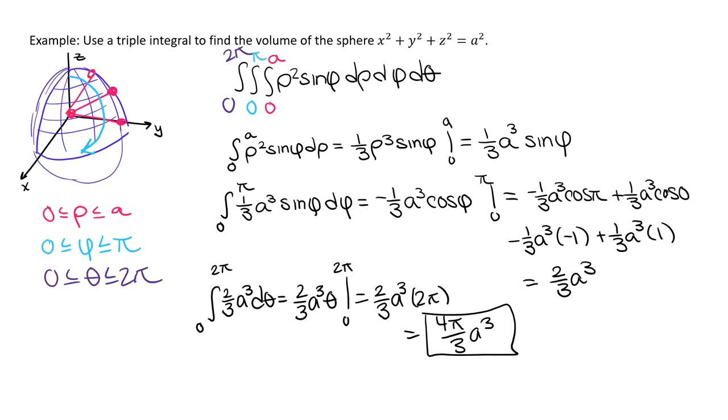And then finally, I'm going to integrate my 2/3 a to the third with respect to theta. Plug in my bounds of integration and subtract, and I end up getting 2/3 a to the third times 2 pi, or 4 pi a to the third over 3. And that is indeed the volume of that sphere.